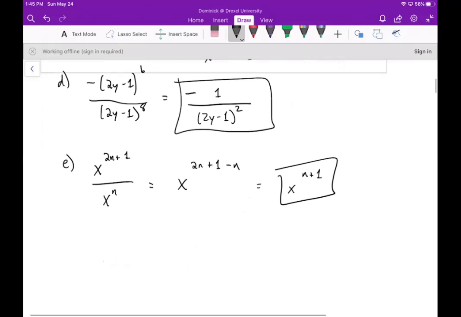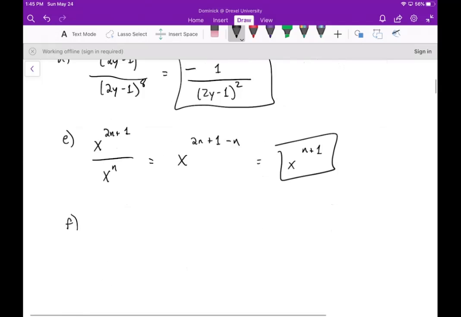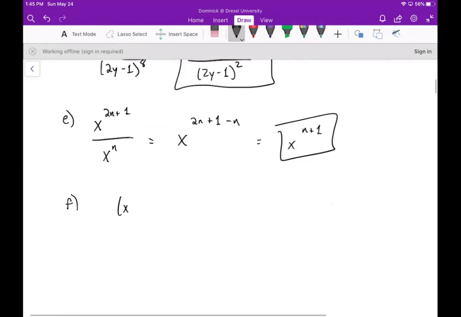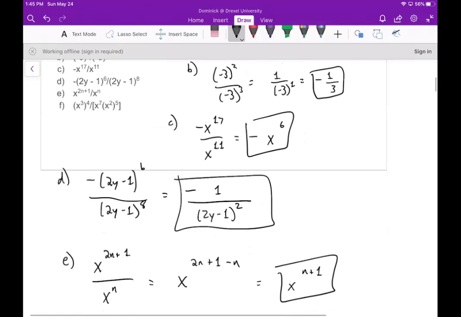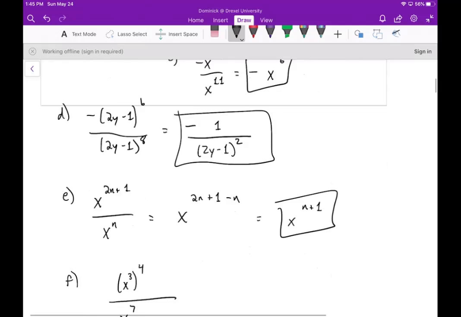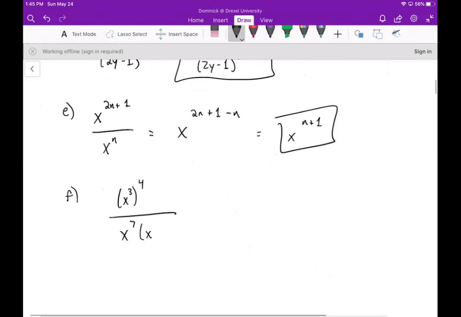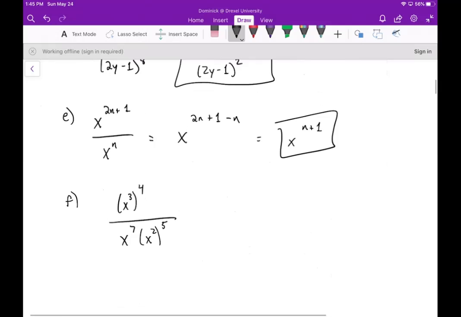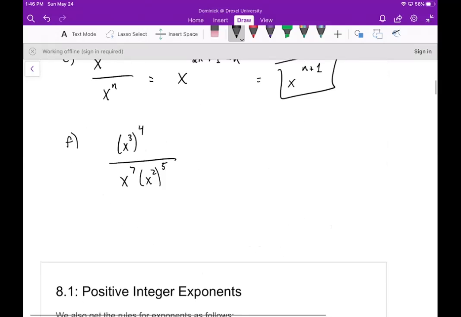Okay, and then finally in part F, we have a lot going on. We have x to the third all to the fourth up top. And in the bottom, we have x to the 7th times x squared to the 5th. Right, and I believe that's how it's written, yeah.